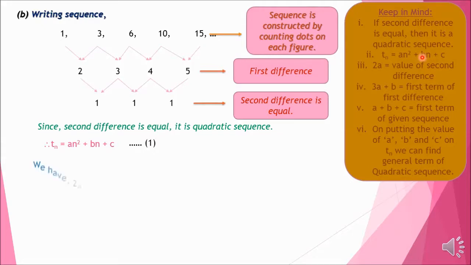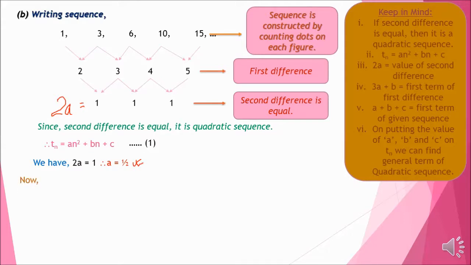We need this. Now we have 2a is equal to 1, therefore a is equal to 1 by 2. Isn't it? 2a is the value of the second difference. What is our second difference? You can see our second difference is 1, which is equal to 2a, and the value of a will be 1 by 2. So we found the value of a. Still we have to find b and c.